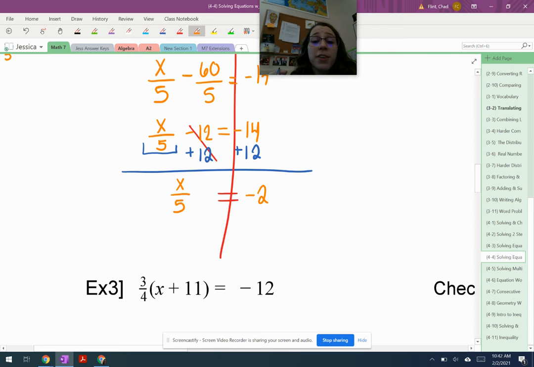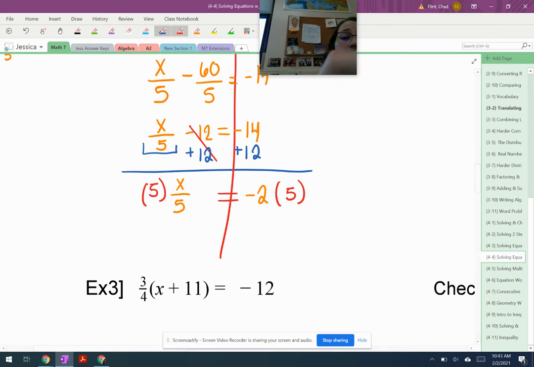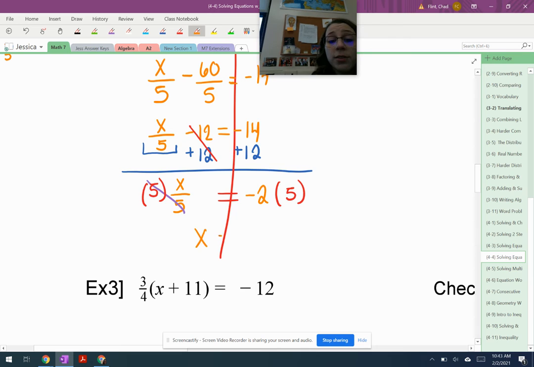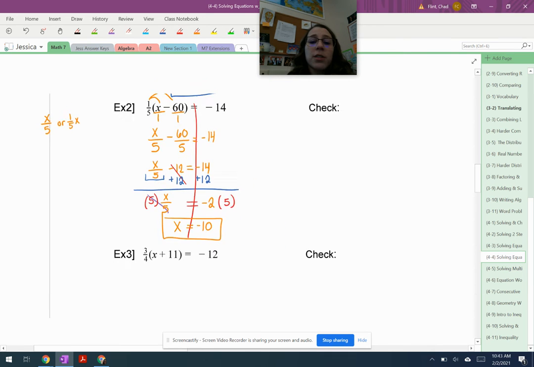Last step to get the variable by itself would be getting rid of the 5. What operation is going on between the 5 and the x? That fraction bar means division. The inverse of division is multiplication, so I'm going to multiply both sides by 5. On the left-hand side, my times 5 and divided by 5 cancel out because that was the whole point of that. And negative 2 times 5 is a negative 10. So we've got a final answer of x equals negative 10.